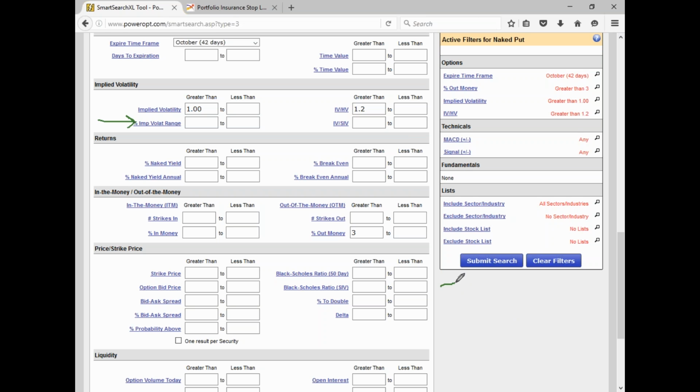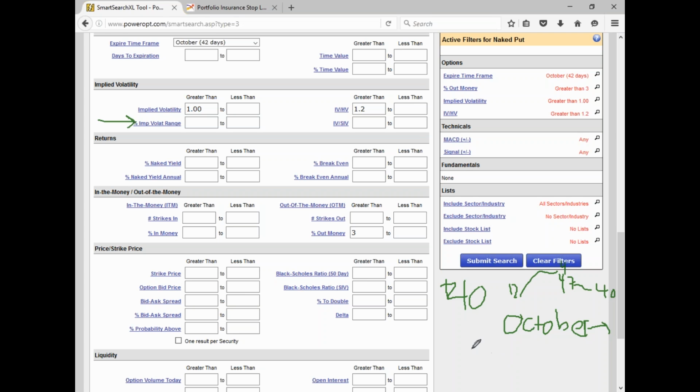Let's say we're looking at a stock trading at $40 right now, and we're looking at the October naked put, naked call, covered call, whatever we're looking at. We're looking at an October series, which we saw is about 42 days away. Now, over the last year, this stock, let's say, has moved from $12 per share up to $47 per share, and has now come back down a little bit to 40.